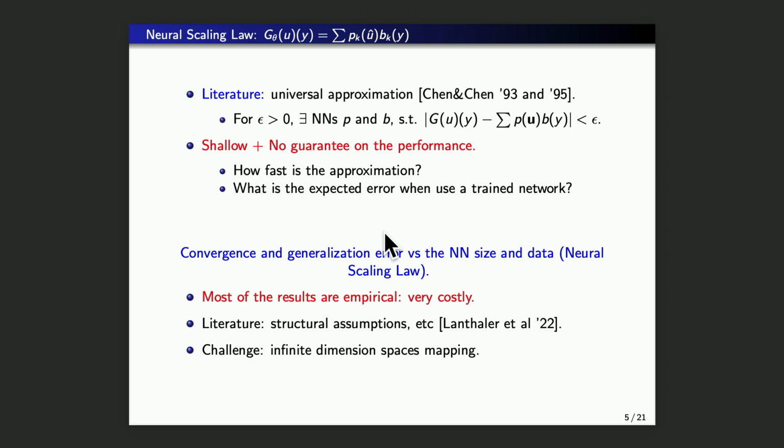Secondly is the generalization error. Simply speaking, the generalization error is just the average performance if we use a trained neural network to do some testing.